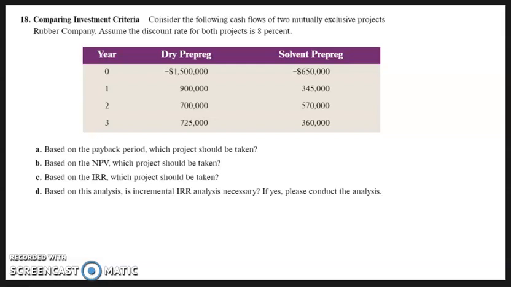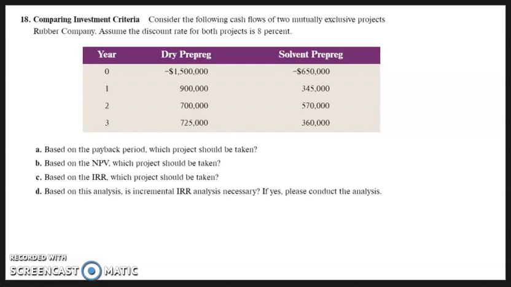Okay, so this is chapter 5, problem 18. This is similar to several of your homework problems. Consider the following cash flows for two mutually exclusive projects, for a rubber company. Assume the discount rate for both projects is 8%.